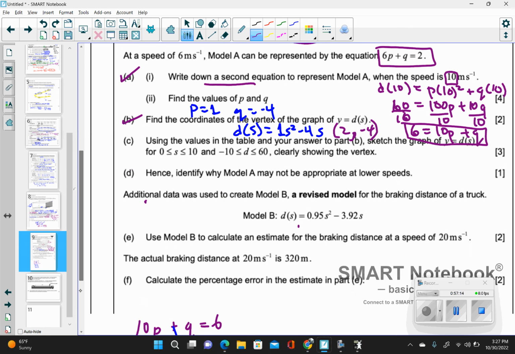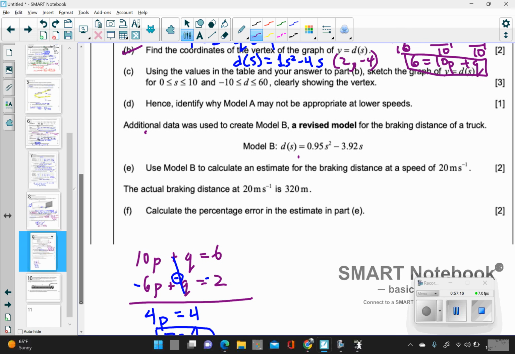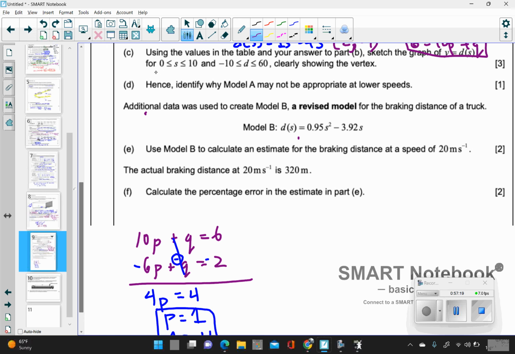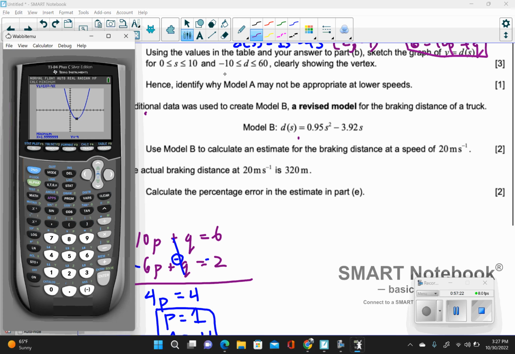Now for the next one, it says using the values in the table, sketch the graph. And they want us to change the window, so I'm going to go ahead and do that. So hit window, and my s, which is my x value, they want us to go from 0 to 10, which makes sense because we can't have negative speed. And then for our y, they want us to go from -10 to 60. So -10 is already there. I'm going to go ahead and put this as 60. And all you have to do is take this curve right here and just sketch it to get full credit for part C, which is 3 points. And it says clearly showing the vertex.